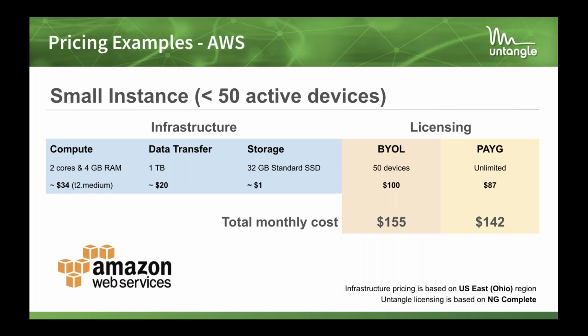In AWS, with the same specifications, 2 cores, 4 gigs of RAM, a terabyte of data transfer, and 32 gig storage, you see the pricing is generally similar. It's going to run you $55 for the infrastructure, just a few dollars less than Azure, and you see the pay-as-you-go and bring your own licensing cost there. So it's roughly the same, a slightly lower cost for Amazon, but very comparable either way, ranging around $150 per month.